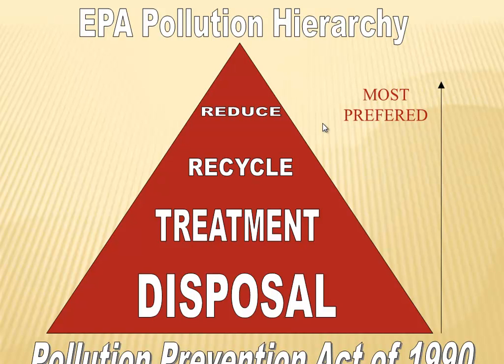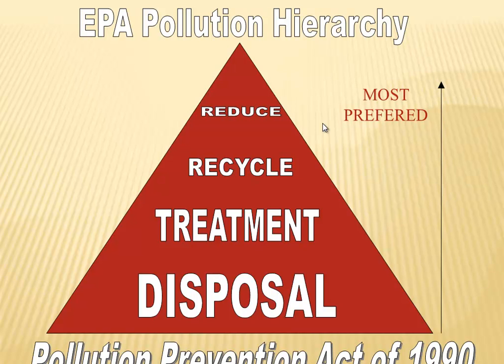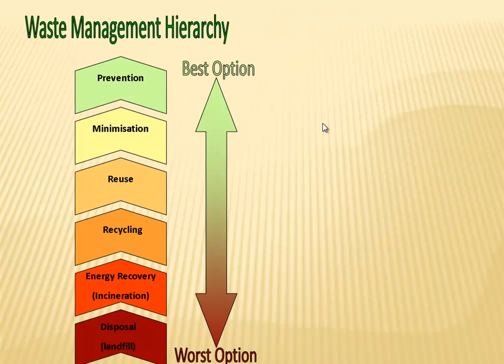Now the reason why I put it in the triangular shape, you might be able to guess. We start with reduce at the top, recycle in the middle, or in the middle with treatment, and then disposal at the bottom. The reason why it's put in this particular pyramid is because although the most preferred is at the top, it's the one that's done the least. Disposal is our number one way of handling our waste.